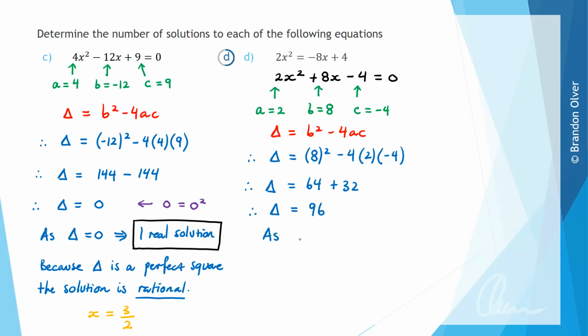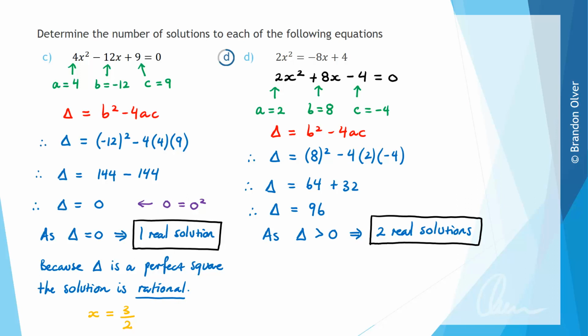So as the discriminant's value is greater than 0, that tells us that we get two real solutions. And that is what the question was asking us to find: how many solutions does that equation have? However, we're going to explore it in a little bit more detail and determine the nature of their solutions. So that is whether they're rational or irrational.